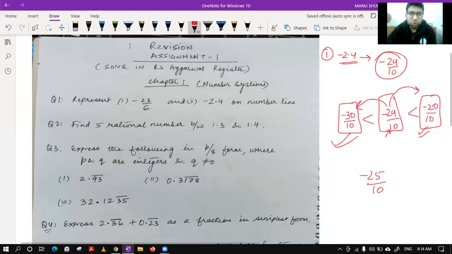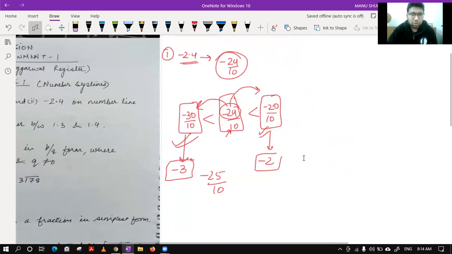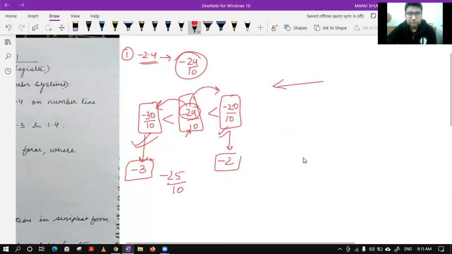So first we need to make this number, we have to increase it to get the perfect division, and we have to decrease it. So you can see this minus 30 by 10 is nothing else but minus 3, integer. And similarly, this minus 20 by 10 is nothing else but minus 2, integer. So we are very close to complete this question. So let's make the number line.